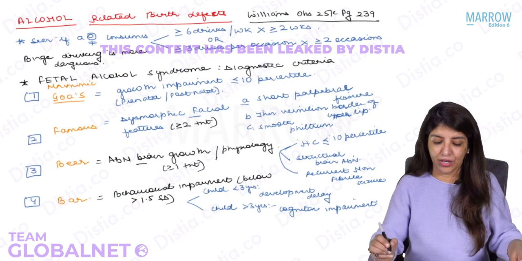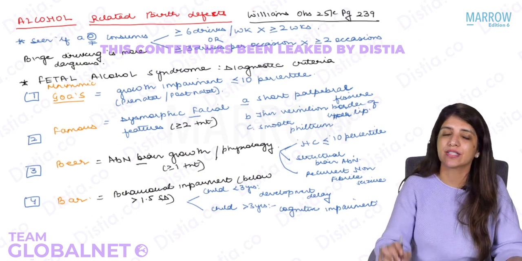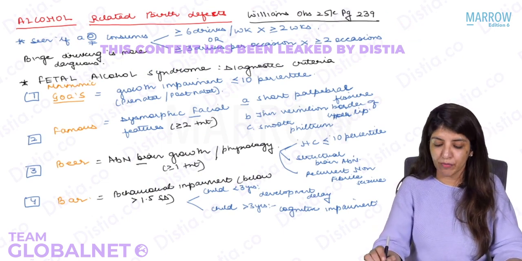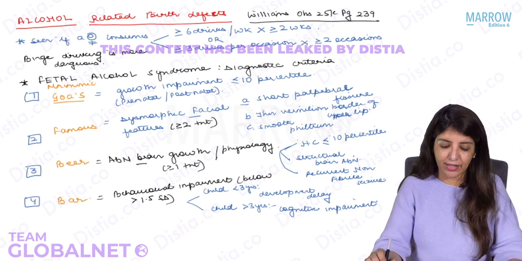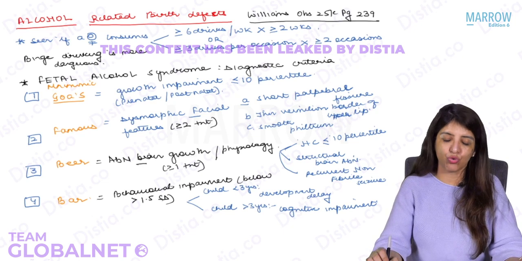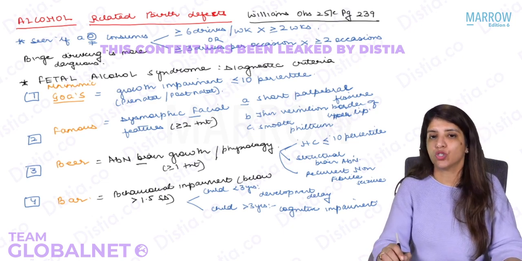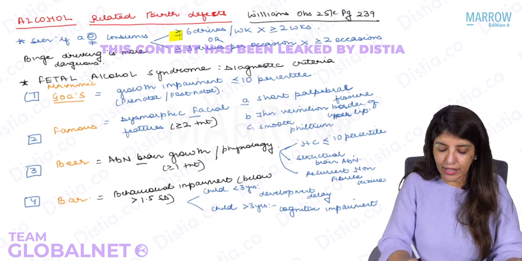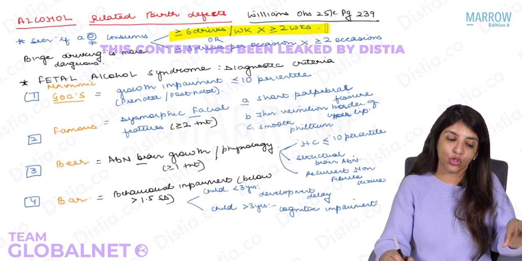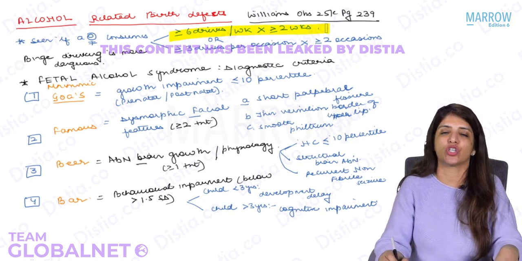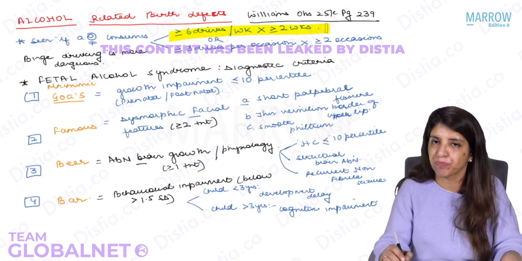Now, alcohol-related birth defects. Whatever I'm teaching you about alcohol-related birth defects, I am telling you from Williams 25th edition, page 239. In Williams, they have said that fetal alcohol syndrome is going to happen only if a female is consuming more than or equal to 6 drinks per week for 2 weeks. So, for 2 continuous weeks, she is having more than or equal to 6 drinks in a week, right?